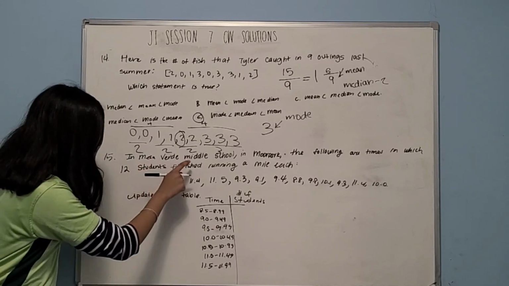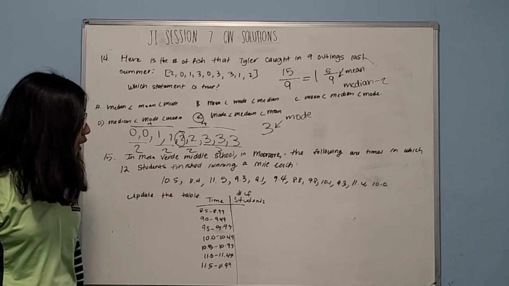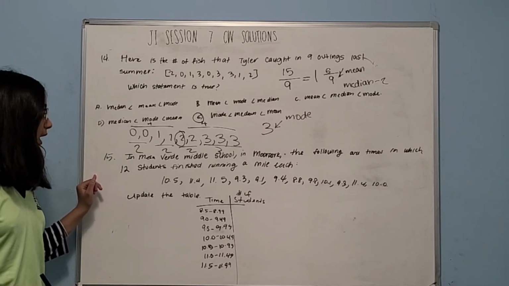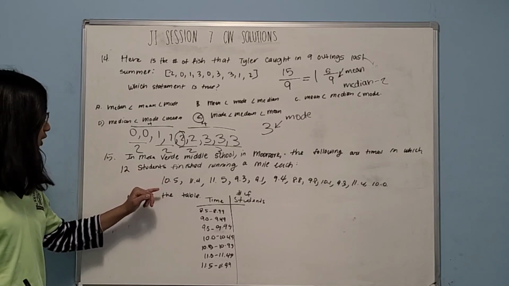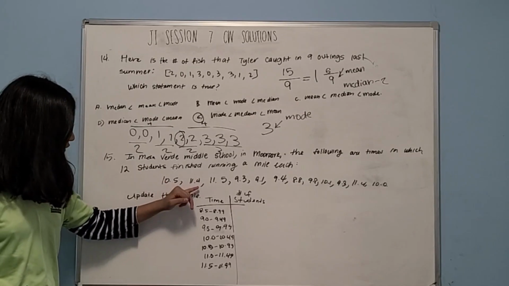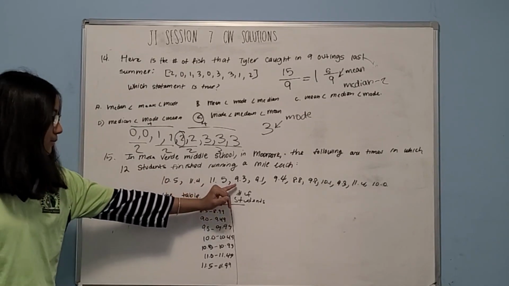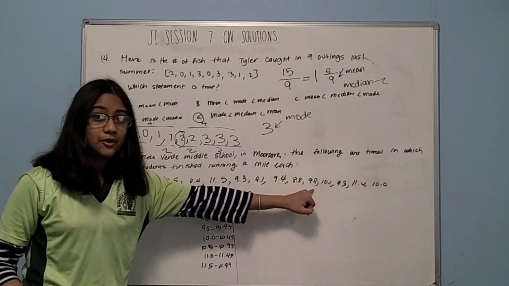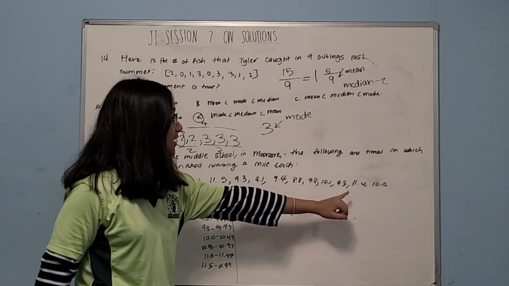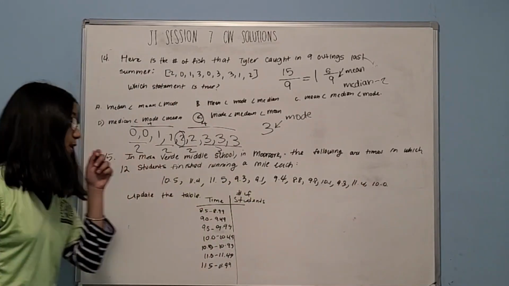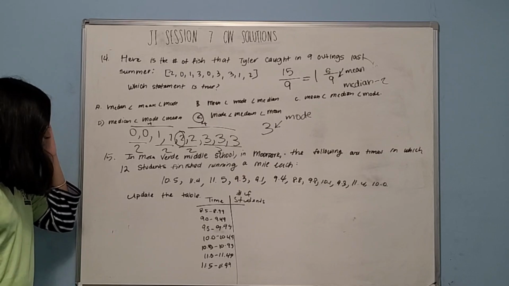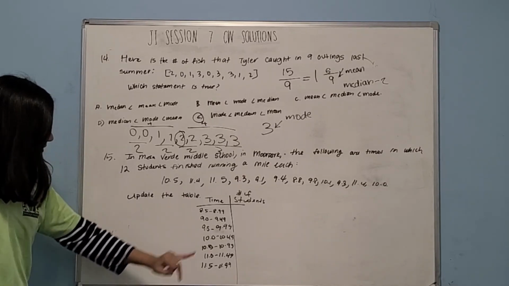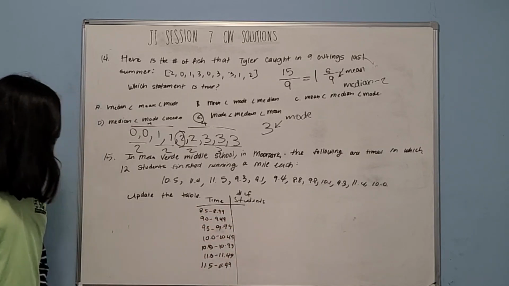In Mesa Verde Middle School in Moore Park, the following are times in which 12 students finished running a mile each. And the numbers are 10.5, 11.4, 11.5, 9.3, 9.1, 9.4, 8.8, 9.8, 10.1, 9.3, 11.4, and 10. That's a lot of numbers. So now all we need to do is update the table. So we have all of these times, and we need to write the number of students.